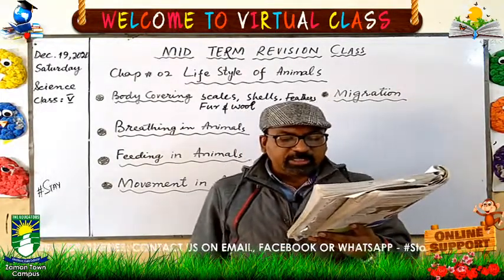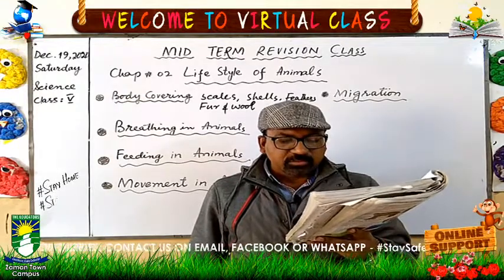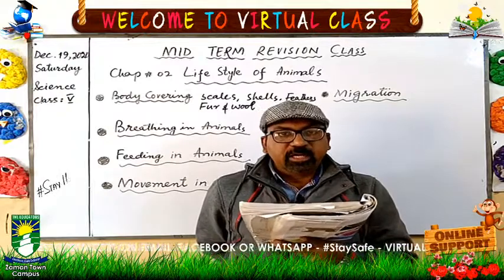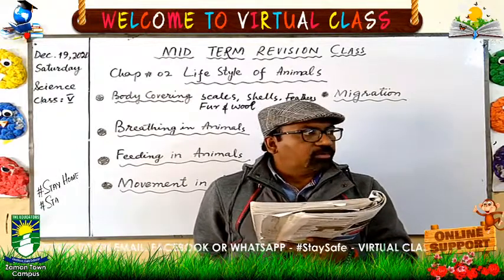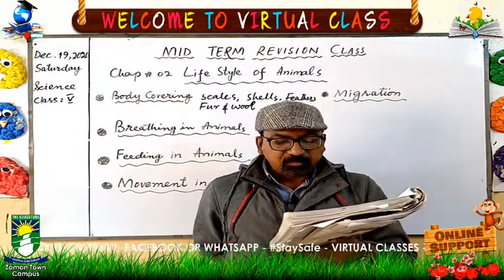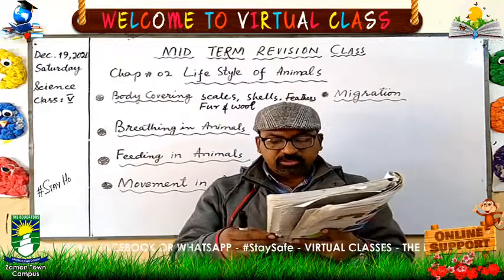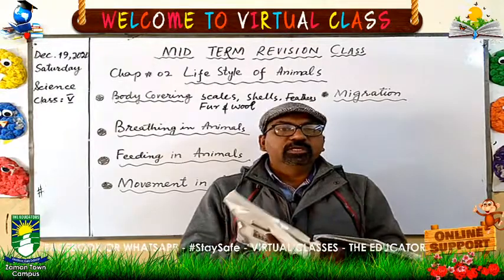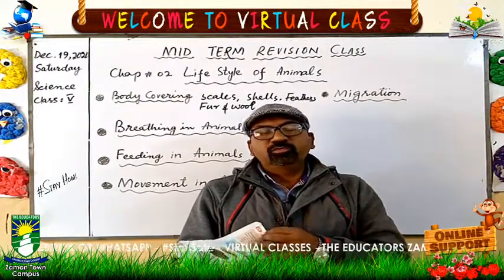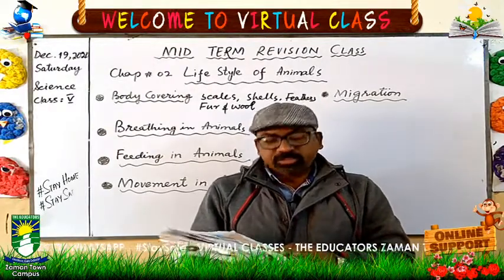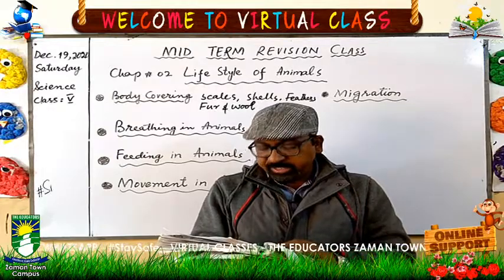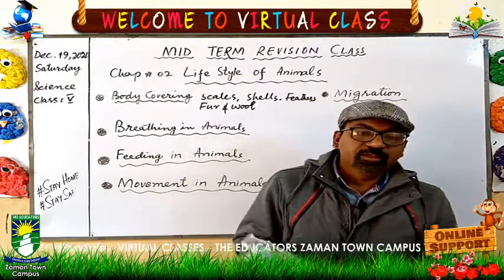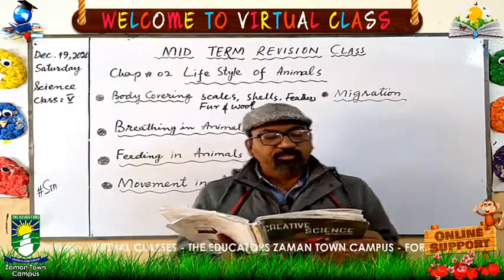Eagles, vultures, and kites are carnivorous birds. Not only animals are carnivorous, birds are also carnivorous. They have sharp hooked beaks to hold and tear the flesh. Birds do not have teeth, but they have sharp beaks to tear the flesh of other animals. So next one is omnivores.